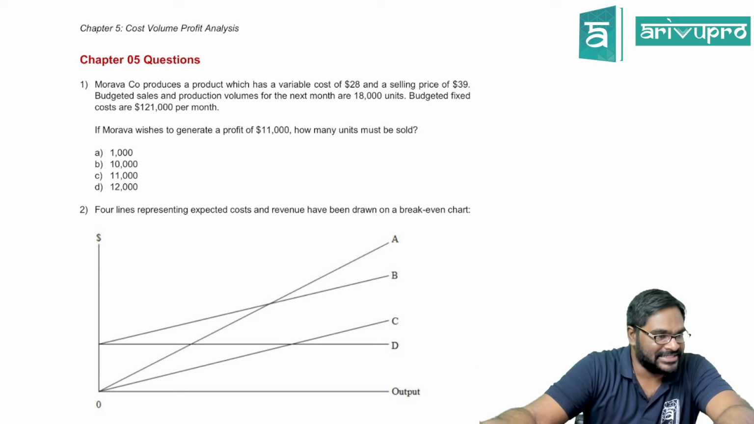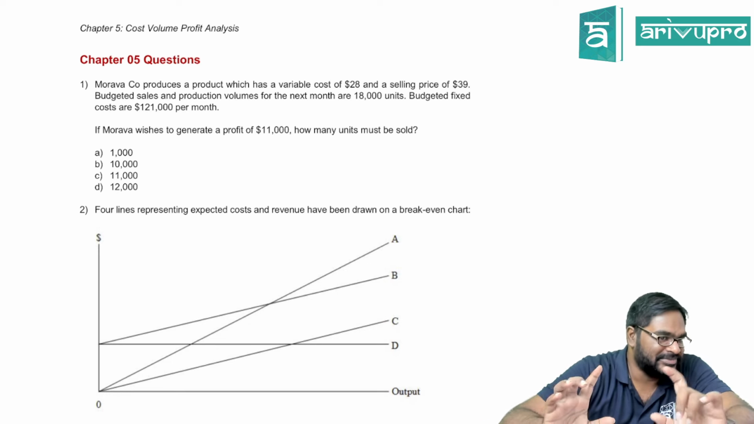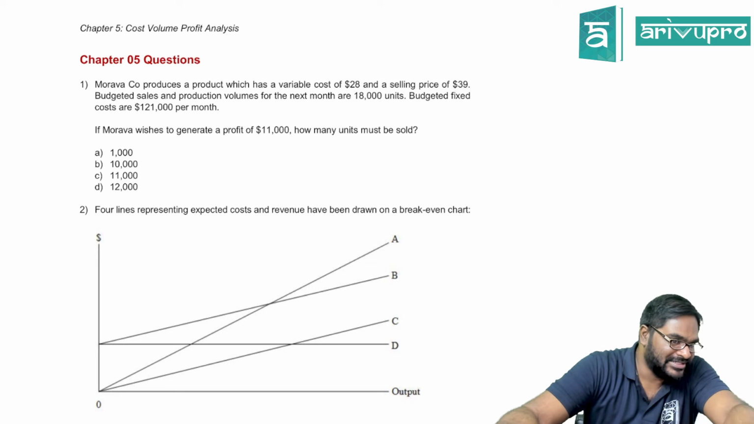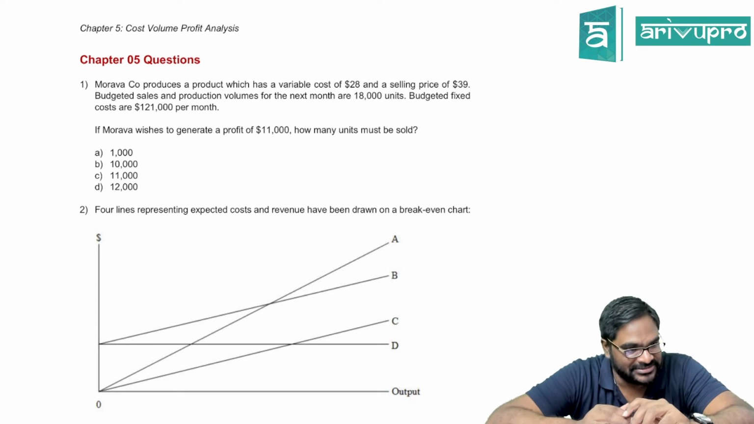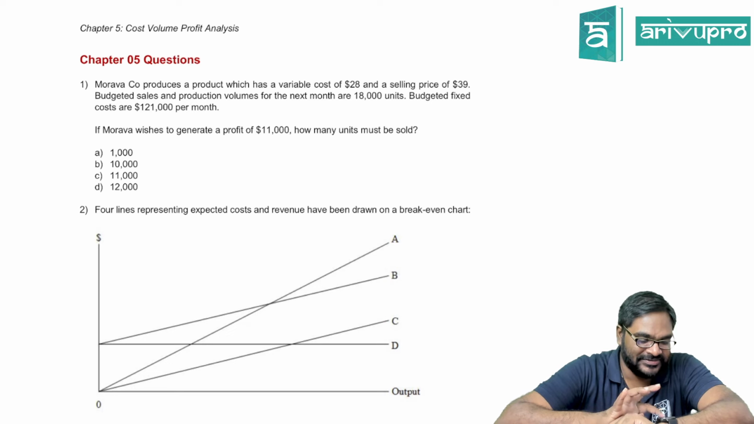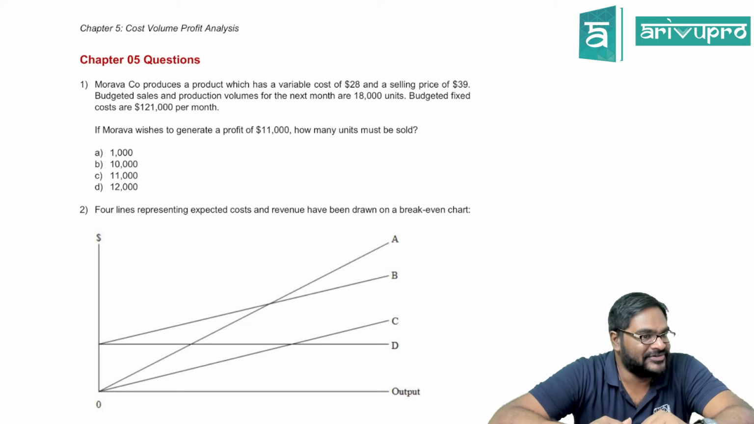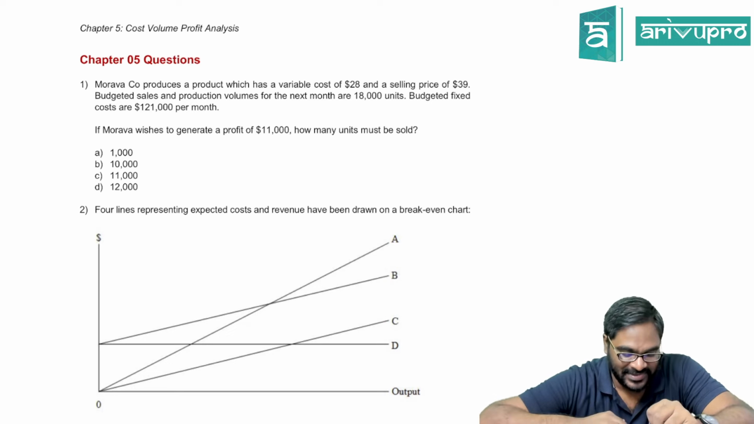Either you can take the CS ratio or you can straight away go by the contribution per unit as well. Are we good? So what was the answer you got? Great. It was 12,000 units. D was the correct answer.